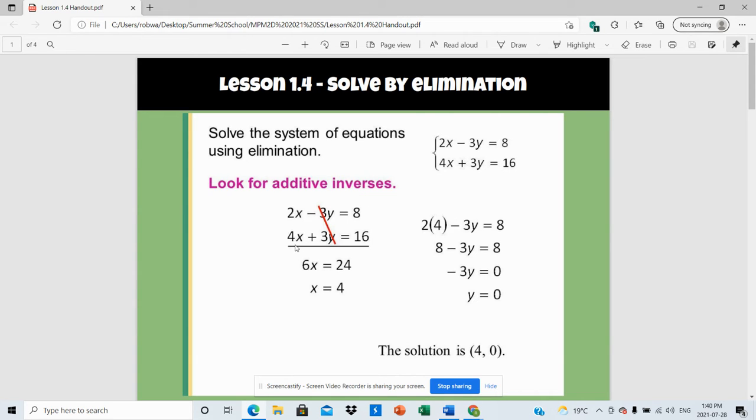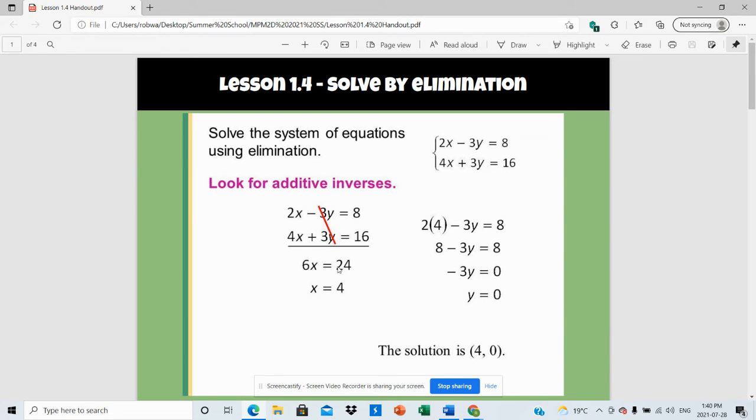We'll go 2x plus 4x, which gives us 6x. Our y's are going to cancel out. And then 8 plus 16 equals 24. So we get 6x equals 24, and we're just going to solve for x, divide both sides by 6. We'll get x equals 4.